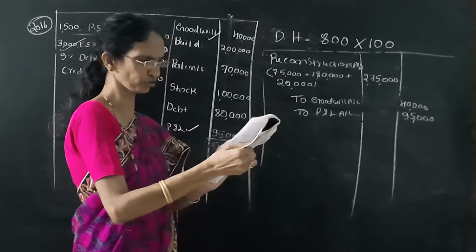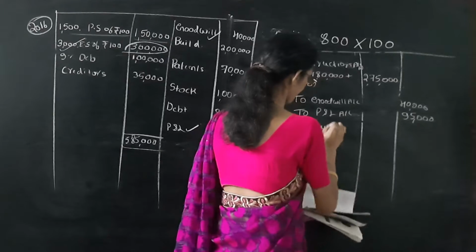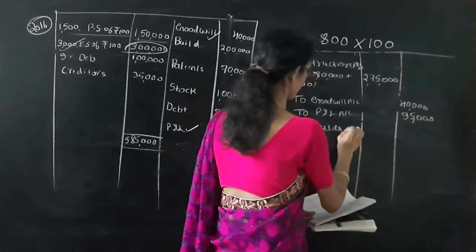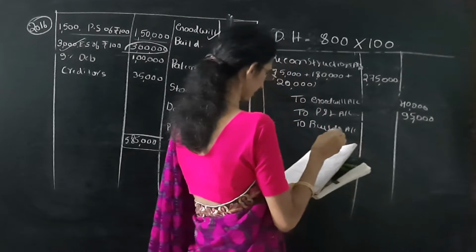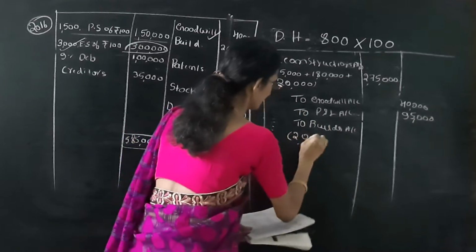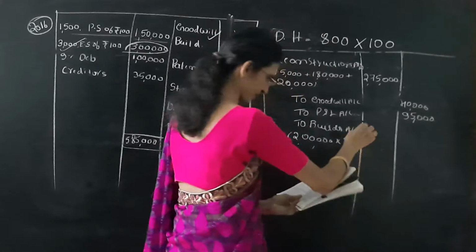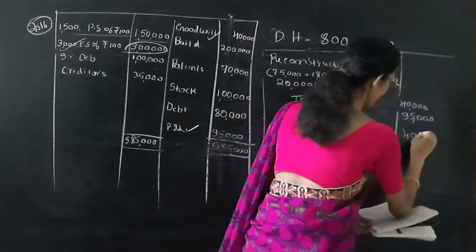Then see the adjustment, it is given building to be reduced by 20%. So to buildings account. See the balance sheet, building is given 2 lakh, reduced at 20%, that means it comes to 40,000.